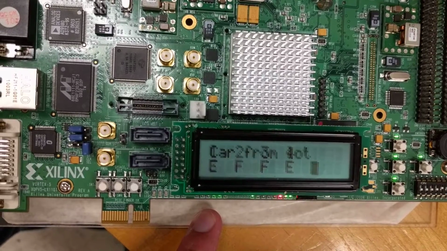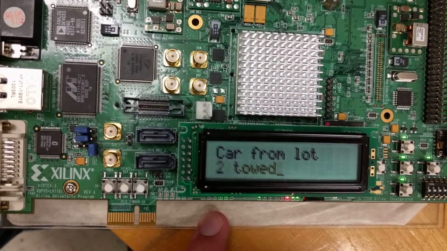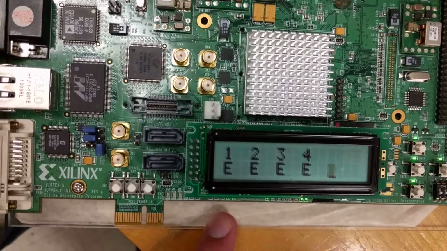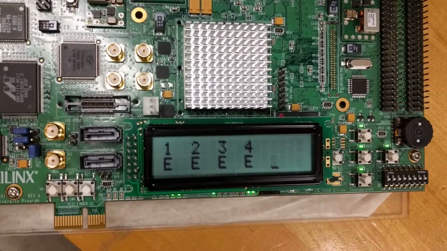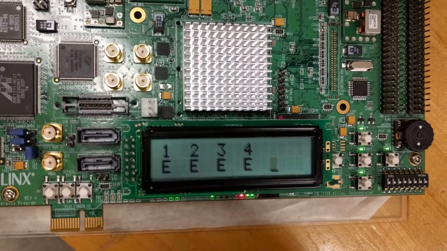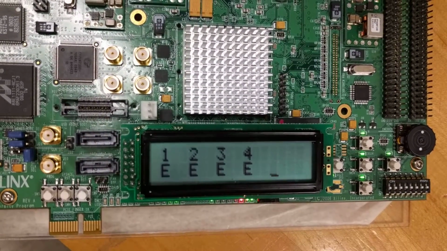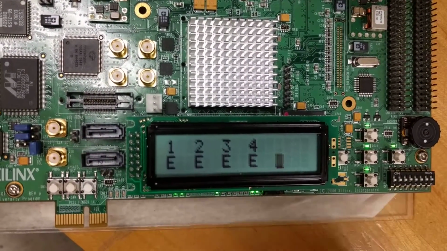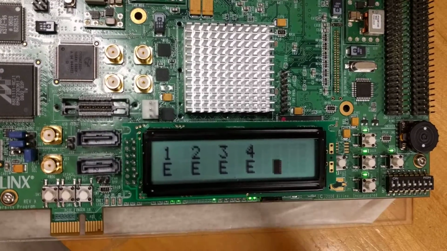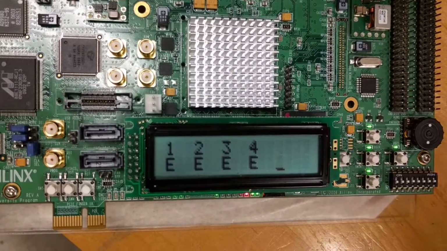Let's see what happens. So as you could observe, basically the cars from space 3 and 2 and 1 in decrementing order were towed, right? Because they basically parked but didn't pay. So now basically the parking lot is empty again.